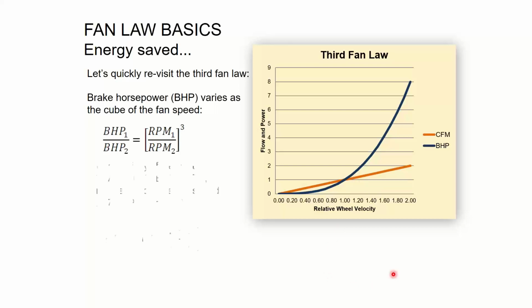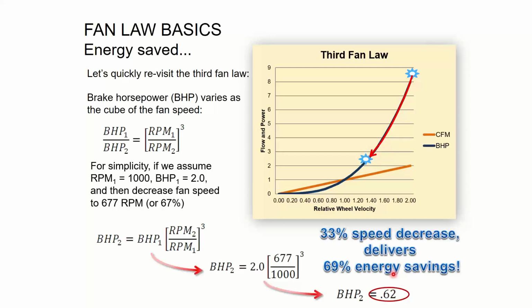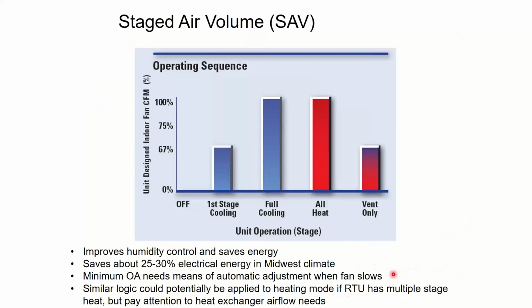So if I take the math and solve it out in this particular case, if I slow my fan down to 67%, which is what many codes require me to do with 2-speed fans, at 67%, my brake horsepower actually reduces by 69%. So I cut my speed back by 1/3, but I cut my energy by 69%. It's pretty substantial. And if you can get a lot of run hours there, and like we said before, those baby blue bars, it's a lot of run hours that I don't need full airflow. I can save a lot of energy in a building.